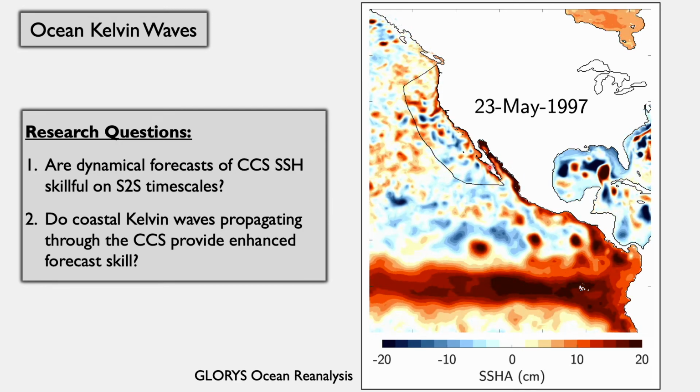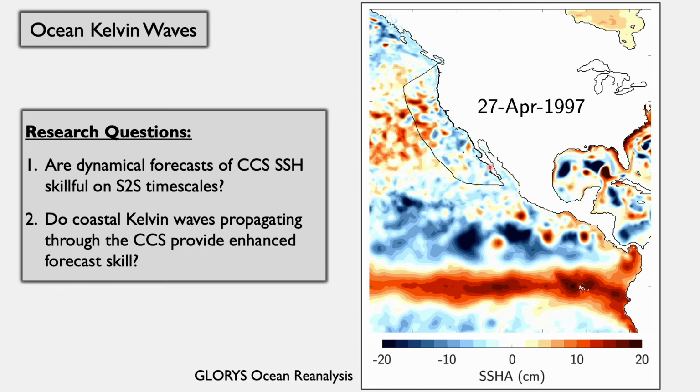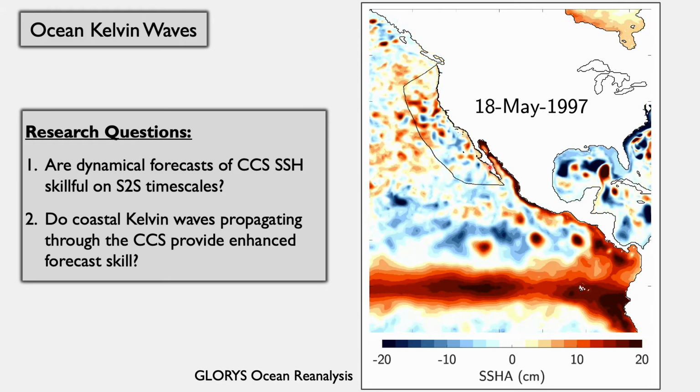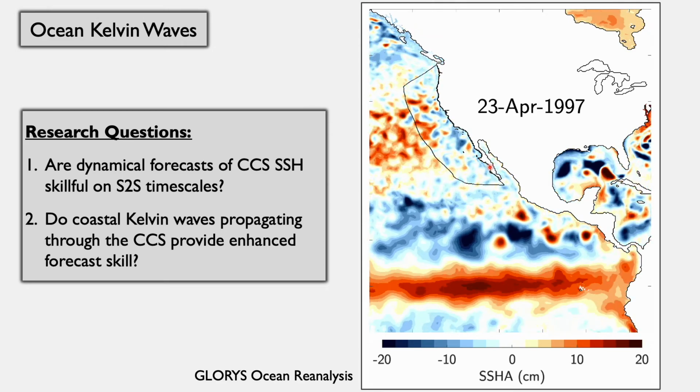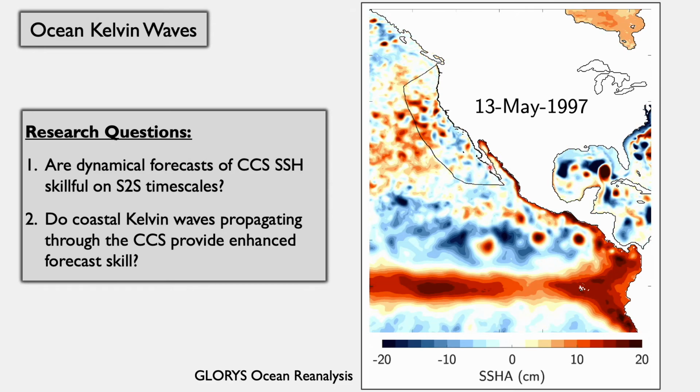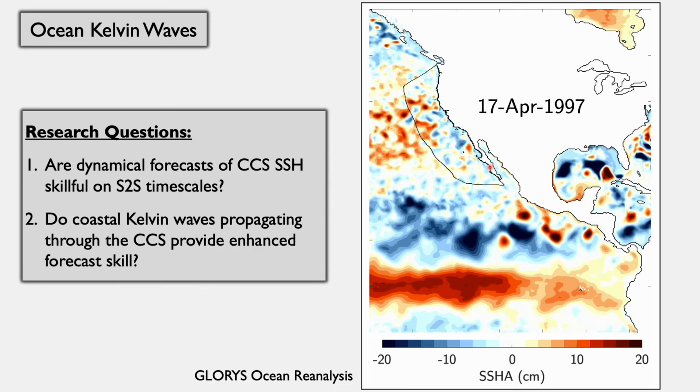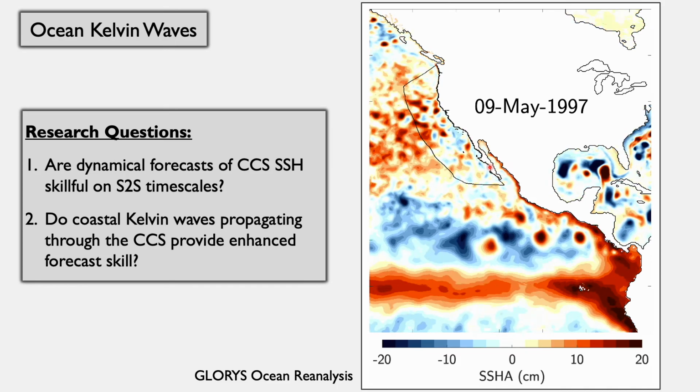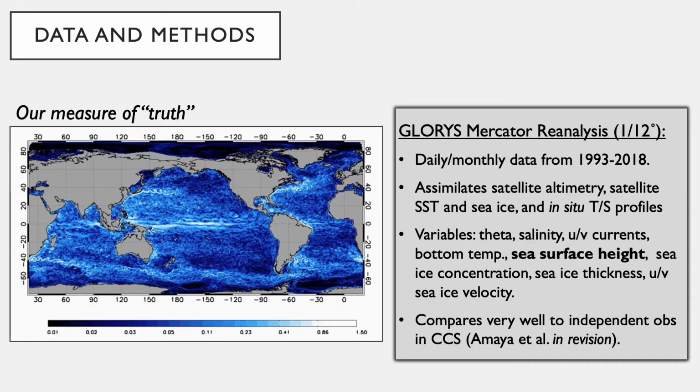And then, having done that, we're going to ask the question, do coastal Kelvin waves that are propagating through the California current system provide an opportunity for enhanced forecast skill, particularly when the forecasts are initialized with an actively propagating wave? In order to assess the skill of our dynamical forecast of sea surface height, we need some baseline, some measure of truth.